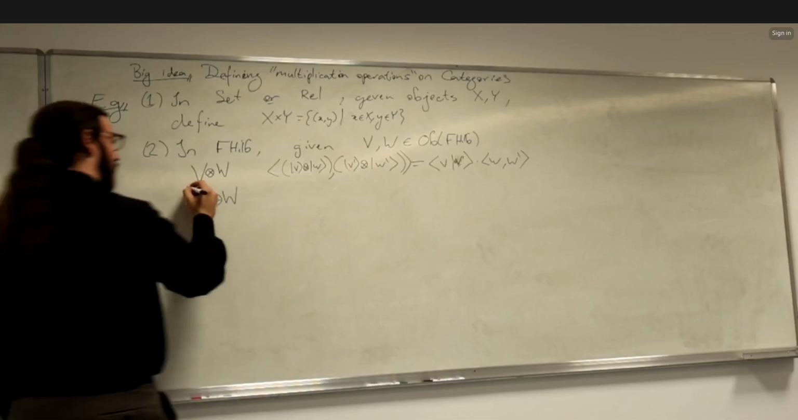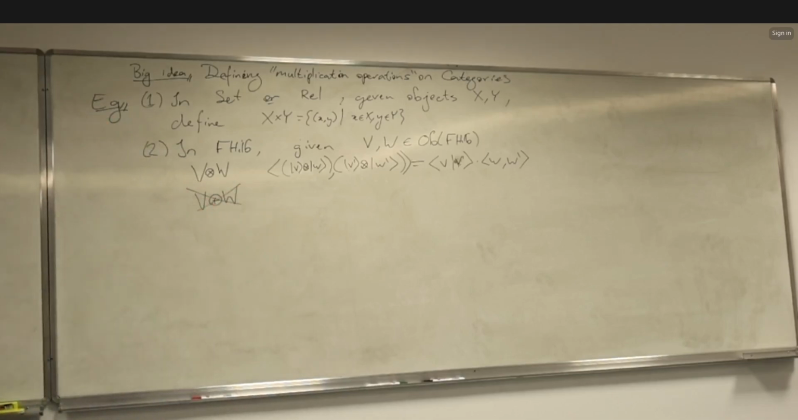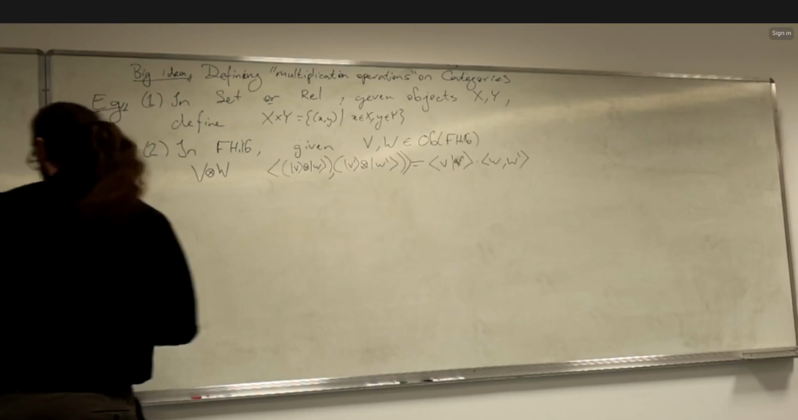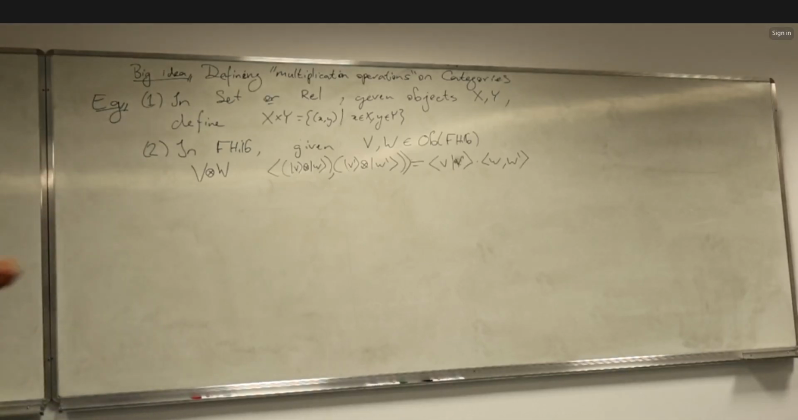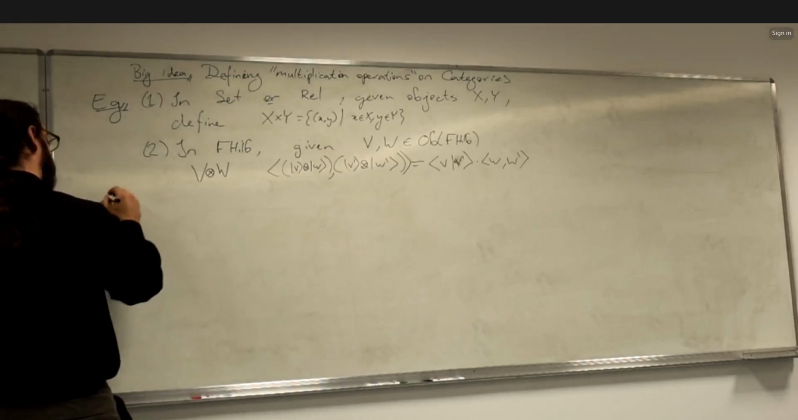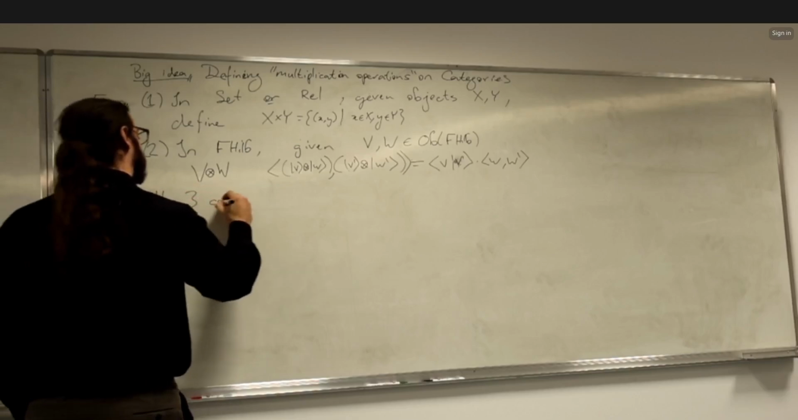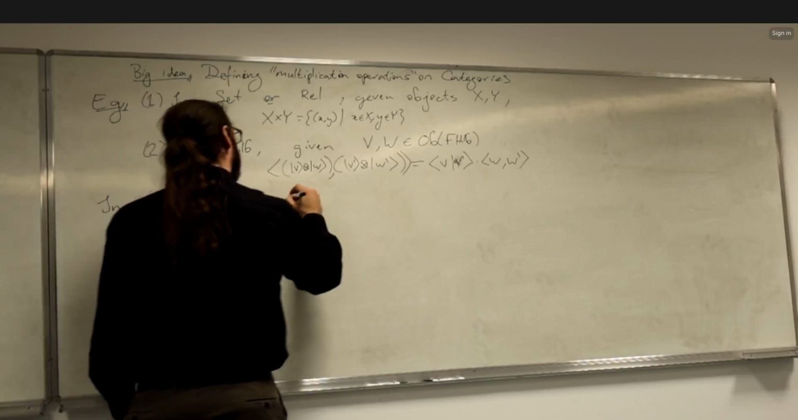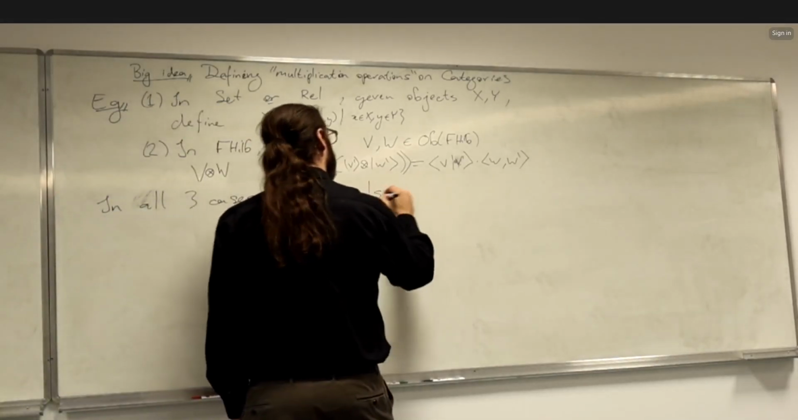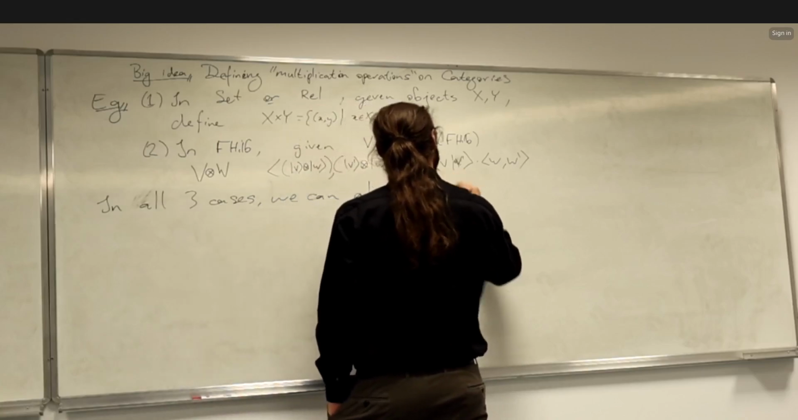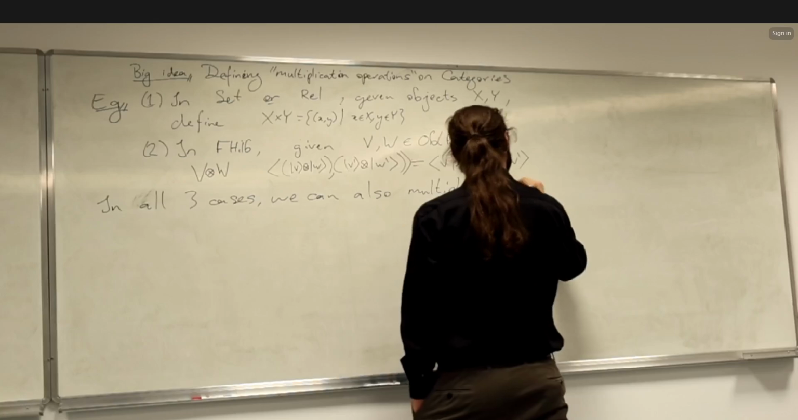Now, I'm not going to talk about this today, even though it fits into the framework that we're going to be discussing today. It will come up again when we discuss biproducts. So we can forget about that and stick with the tensor product and the Cartesian product. And in all three cases, we can also multiply morphisms.